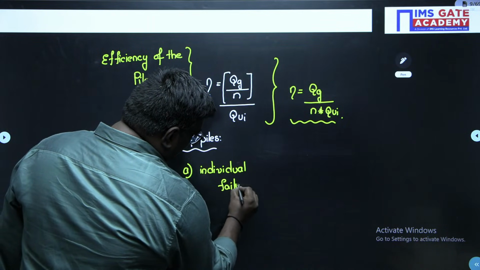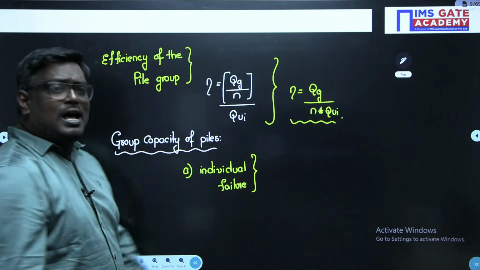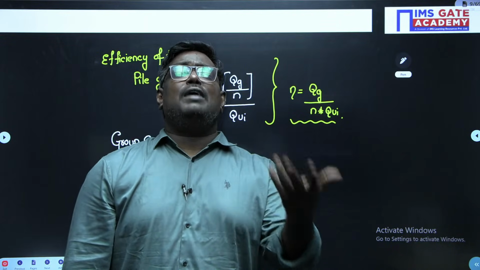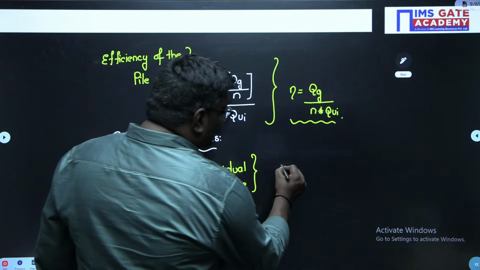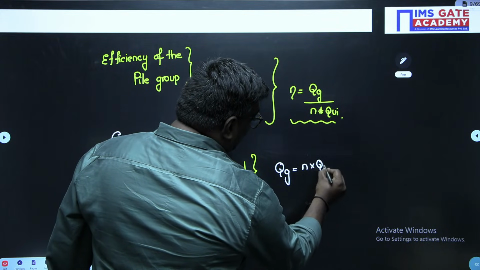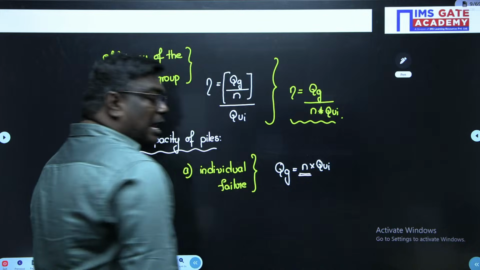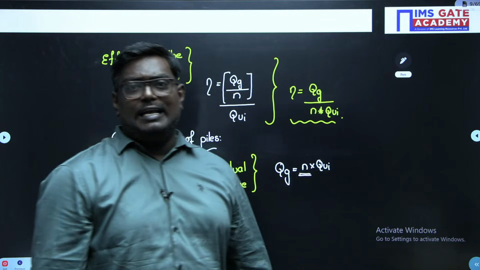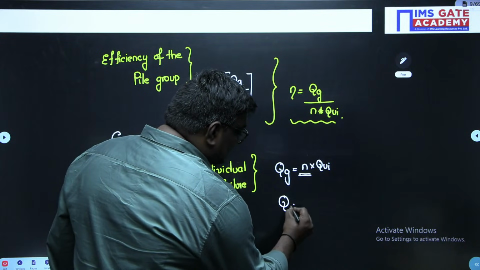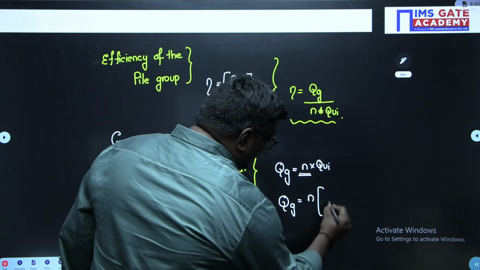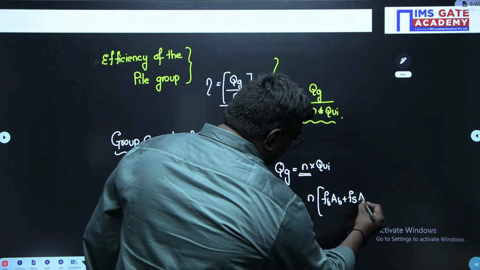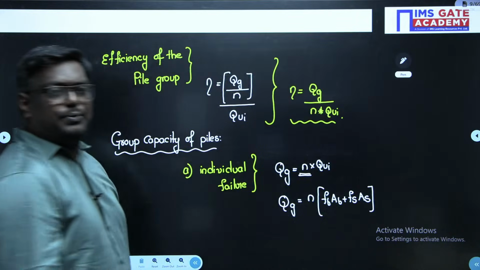Now, my dear students, calculate the ultimate load of a single individual pile and multiply with the number of piles, that is the individual failure. So here group capacity can be written as N into Qui, where N indicates the number of piles and Qui indicates the ultimate load of a single individual pile. So here Qg can be written as N into Fb into Ab plus Fs into As. What is this formula? Let me tell you.